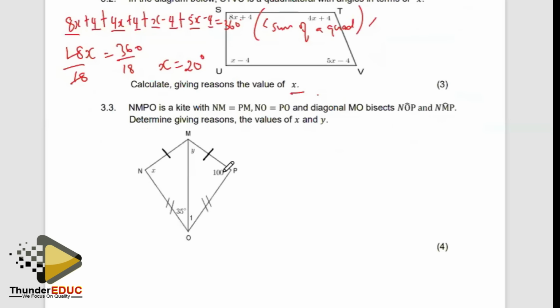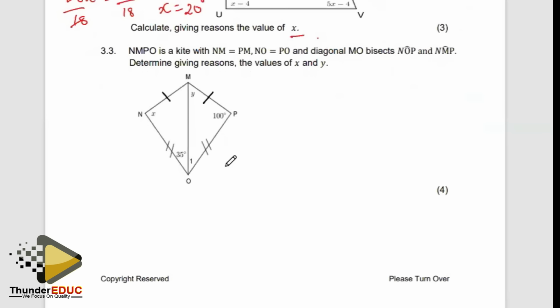Okay, then 3.3. They're telling us that NMPO is a kite with two sides being equal and these others also being equal. We have a diagonal MO which bisects NOP. So the word bisecting means dividing. So if that's a 35, this must also be a 35. And OP and OP, and then this NMP, which means this is a Y. If that's a Y, that's also a Y. Determine, giving reasons, the values of x and y.